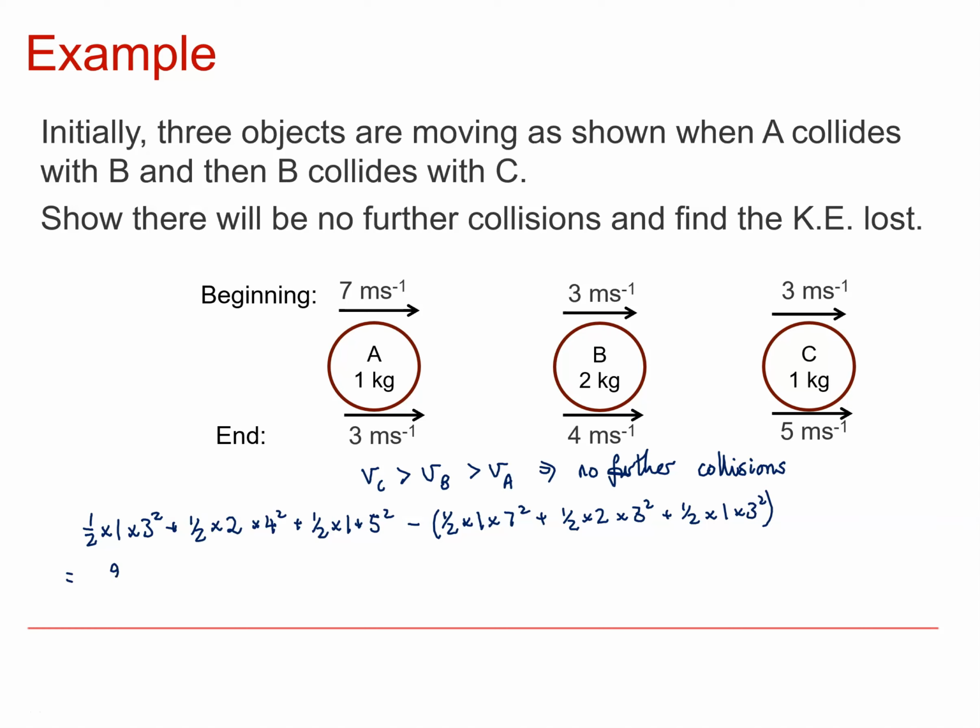And that is 9 over 2 plus 16 plus 25 over 2, take away 49 over 2 plus 9 plus 9 over 2, which is 33 minus 38, which is minus 5. So the kinetic energy lost is 5 joules.